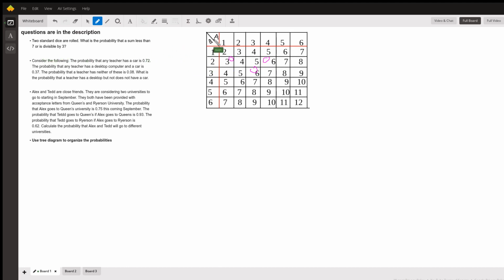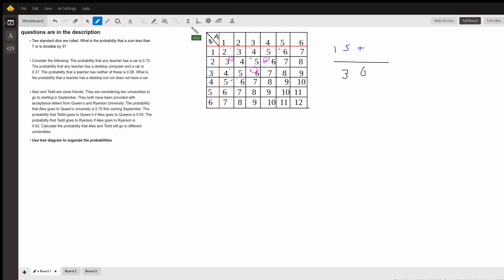So here I have a chart representing 2 dice rolls, 1 through 6, and the 36 possible sum combinations. And so we're just going to count the number of sums that are either less than 7 or divisible by 3. So we'll put a dot next to all of the 1, 2, 3, 4, 5, 6, 7, 8, 9, 10, 11, 12, 13, 14, 15 total that are less than 7.